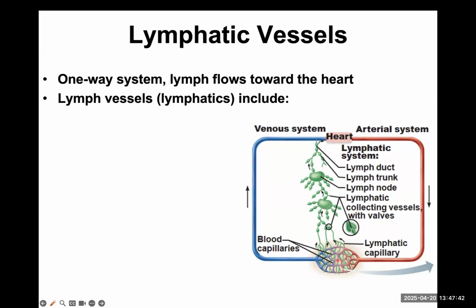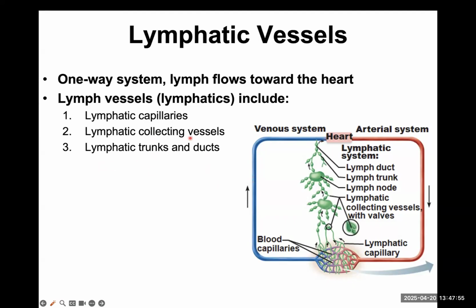And once they absorb it, the lymphatic capillaries are going to merge into the collecting vessels, and then the collecting vessels become trunks and ducts. So these are your lymphatic capillaries, and you'll notice there's lots of them, like a web here, and then they start merging. Once they merge, they're called lymphatic collecting vessels, and they do have valves, so we're going to talk about that as well. And then it merges into lymphatic trunks and ducts, and this part here is called the lymph node.